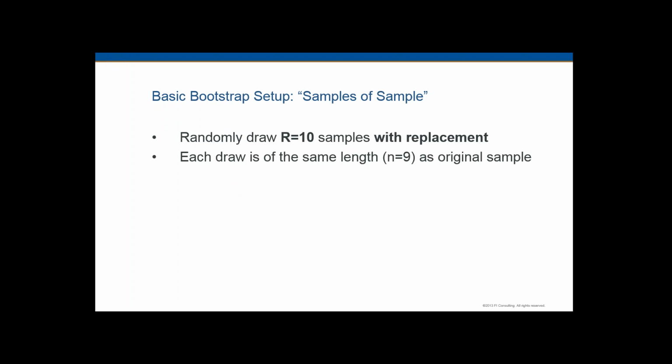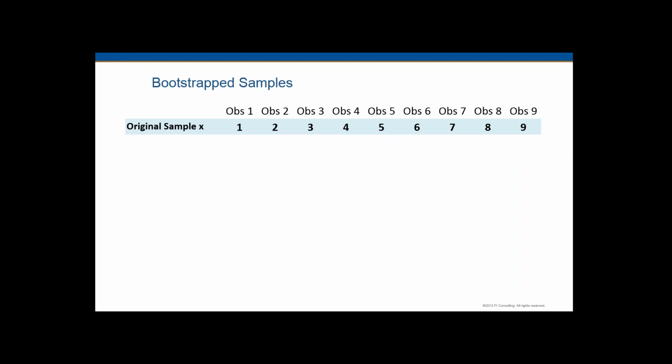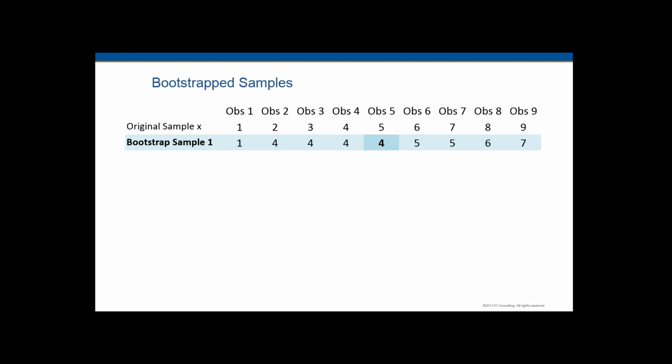You can think of the bootstrap as the process of creating many samples from the original sample. We'll start by randomly picking 9 numbers from 1 to 9 with replacement, and we'll repeat it 10 different times. And so this is what it looks like. We have our original sample, and here's sample number 1.